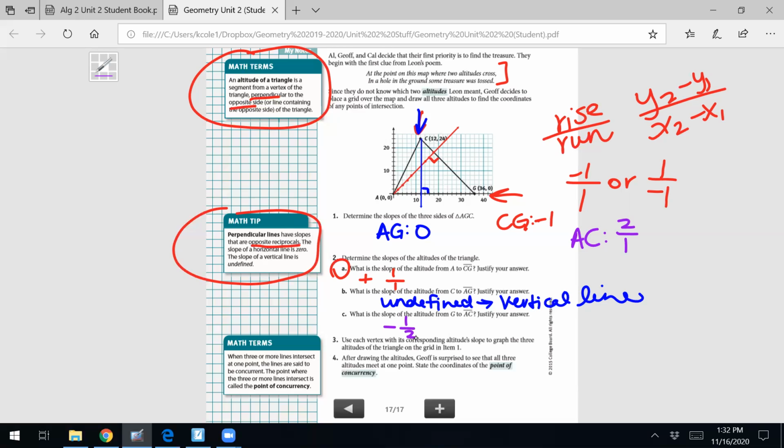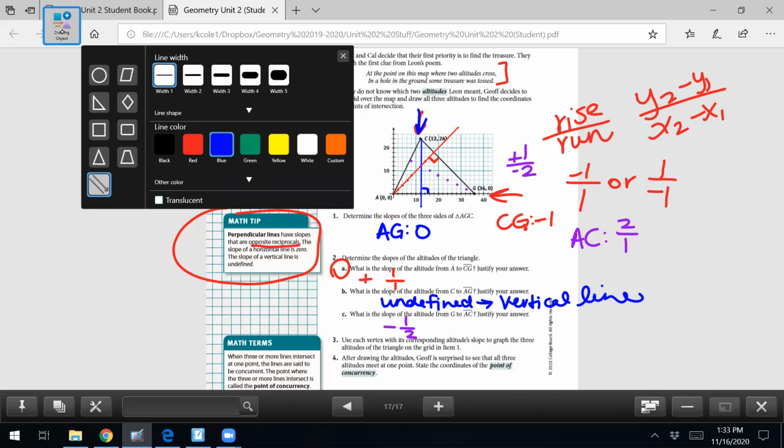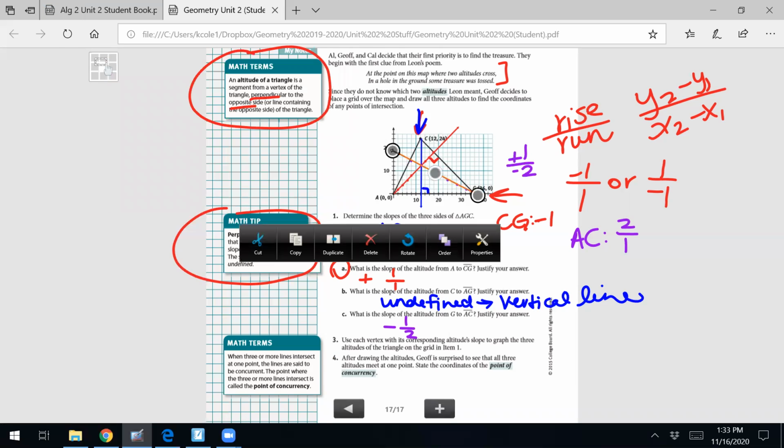So what am I going to do? That's right, up 1, left 2, because that's still going to give us the negative effect. So from G, I'm going up 1, left 2, up 1, left 2, up 1, left 2, on and on until I can get across that triangle. Again, you're using your straight edge. You want it to be very precise, very straight, and ta-da.